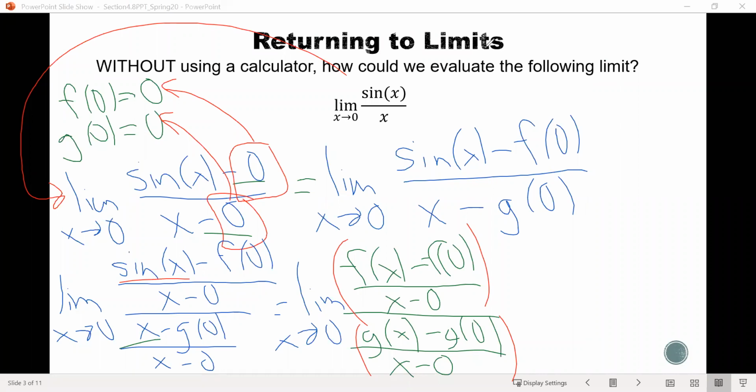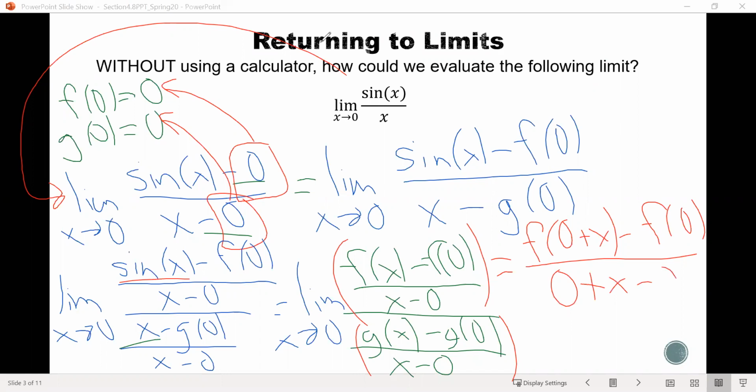And we need to think about what each of those things is equal to. And I'm going to go ahead and rewrite this top one as f of 0 plus x minus f of 0 over 0 plus x minus 0. So notice those are still the same because 0 plus x is still just x. So the stuff I highlighted in blue there on the right is not any different than what's from the left.